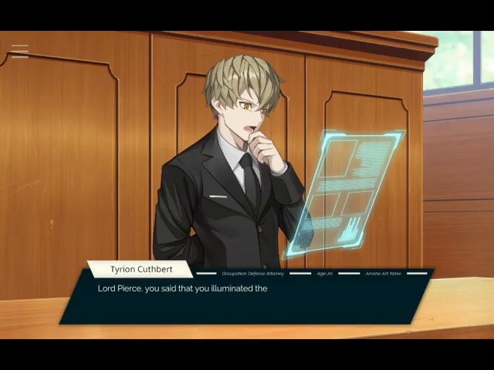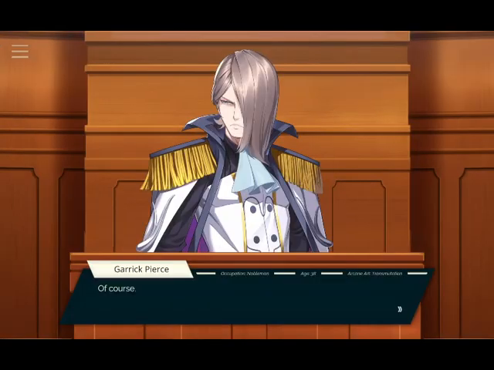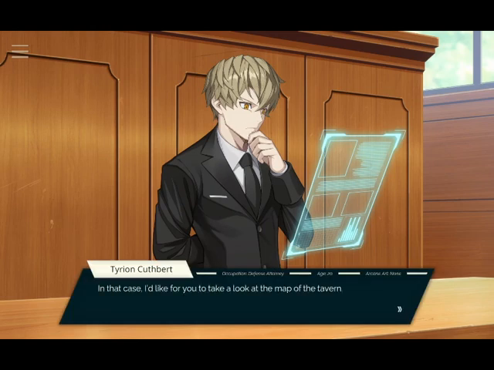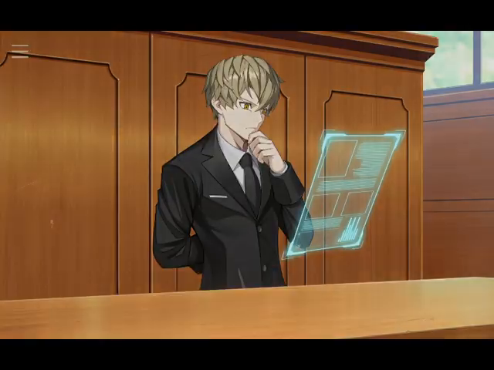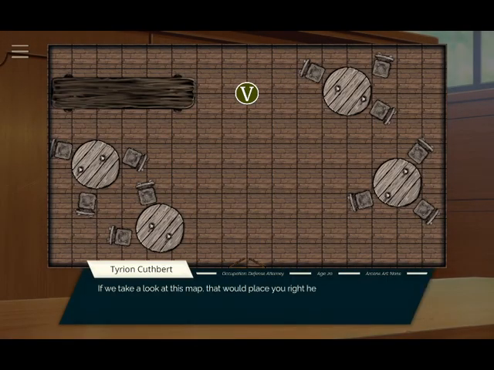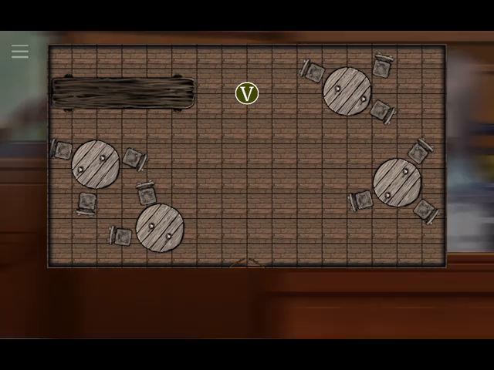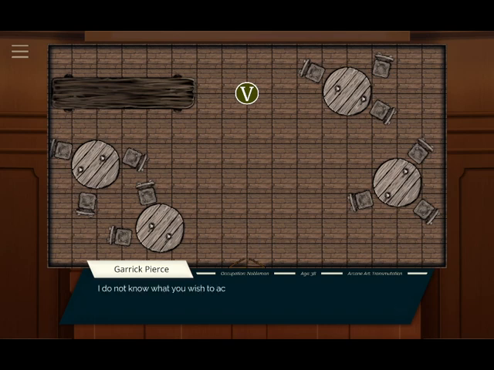Objection! So I guess I'll just move through the trial. Of course, I remember it very clearly. I only stood at the entrance. In that case, I'd like you to take a look at the map of the tavern. If we take a look at this map, that would place you right here where W is. Am I correct? Of course I was. I do not know what you wish to achieve by having me repeat that fact.